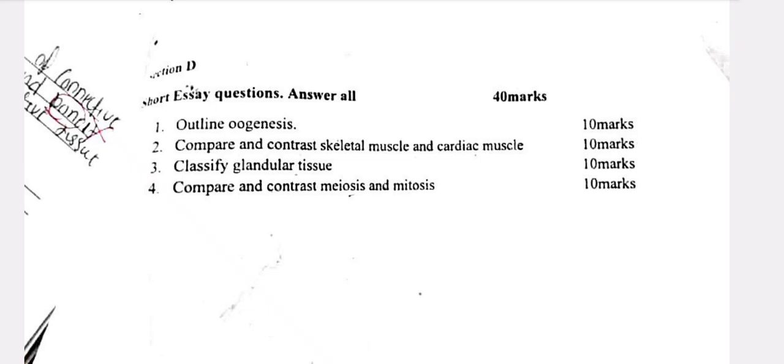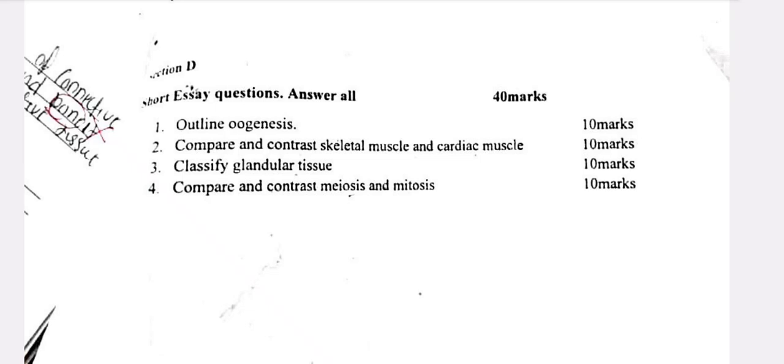So those points must come out. Then question 2 is saying compare and contrast. Compare and contrast the what? The skeletal and the cardiac muscle cells. So here you have to compare and contrast skeletal and cardiac muscle cells.